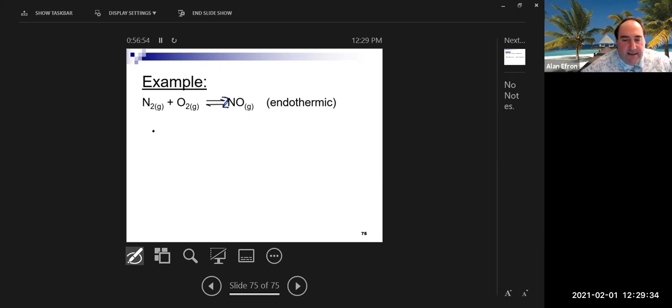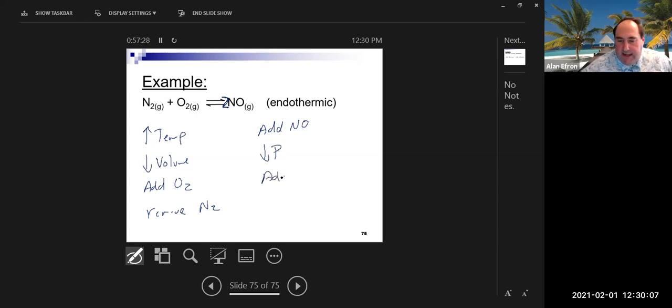So let's say we increase the temperature, we decrease the volume, we add O2, we remove N2, we add NO. Let's say we decrease the pressure here. And let's just say we add a catalyst here. All right, take a couple minutes, see what you come up with on this one.